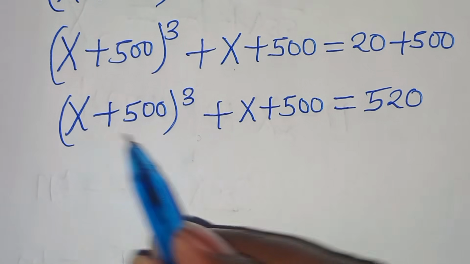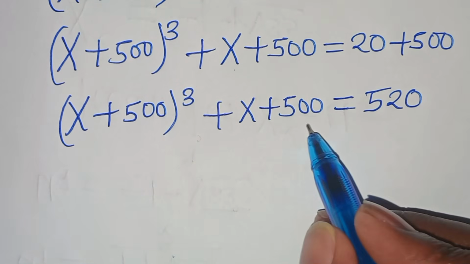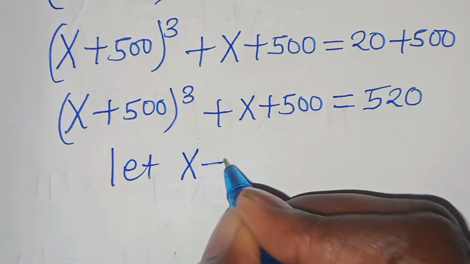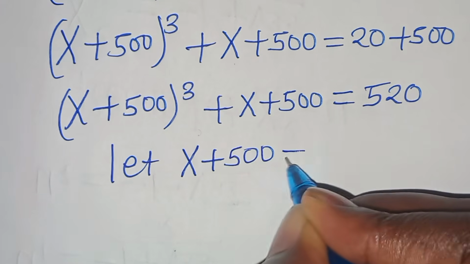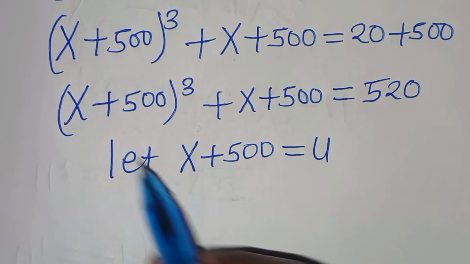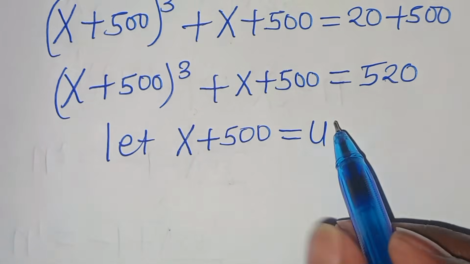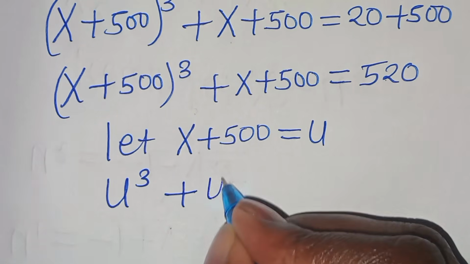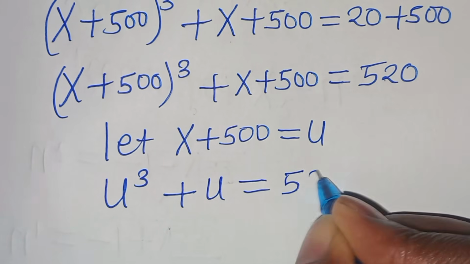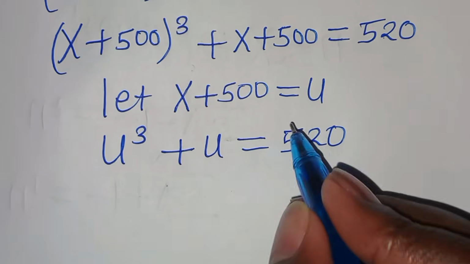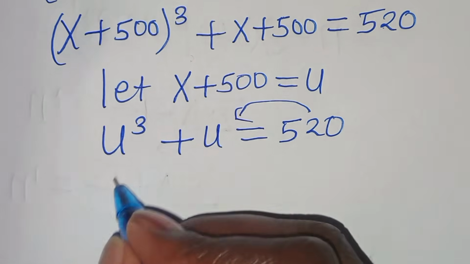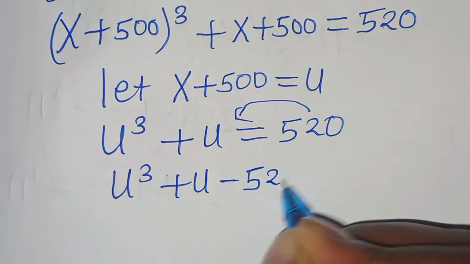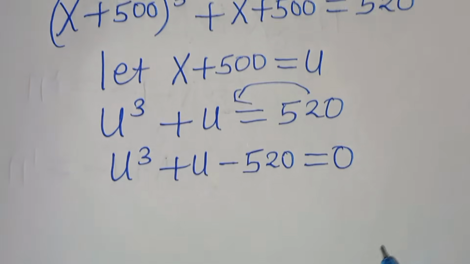Now we have x plus 500 here, and we have x plus 500 here. So we can let x plus 500 be equal to u. So let's express this equation in terms of u. So we have u^3 + u = 520. So let's take 520 on the left hand side so that we have u^3 + u - 520 = 0.